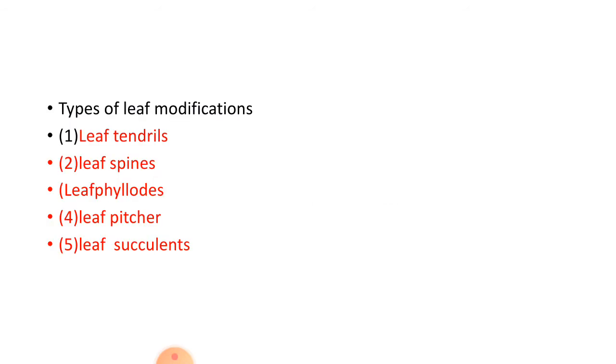Types of leaf modifications: first is leaf tendrils, then leaf spines, leaf phyllodes, leaf pitcher, and leaf succulents or storage leaves. So we will deal with them one by one.